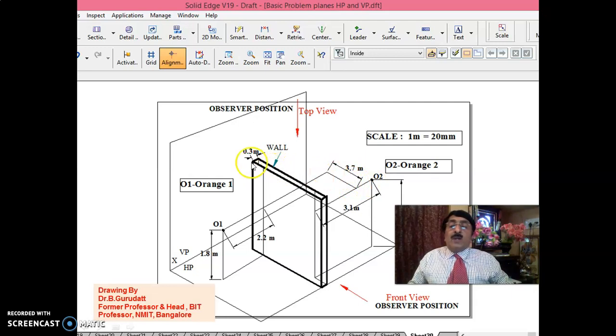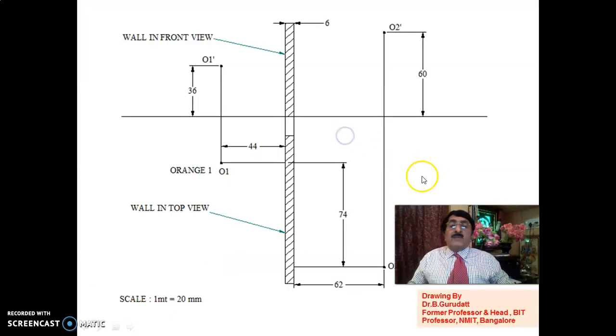and the thickness of the wall is 0.3 meters. Okay, 0.3 meters means 6 mm. Now you have to draw the top view and front view of this, and finally you have to find the true distance between the two oranges, O1 and O2. Since the line connecting O1 and O2 will be inclined to both HP and VP, you have to rotate and get the true length. Anyway, next we will see here.